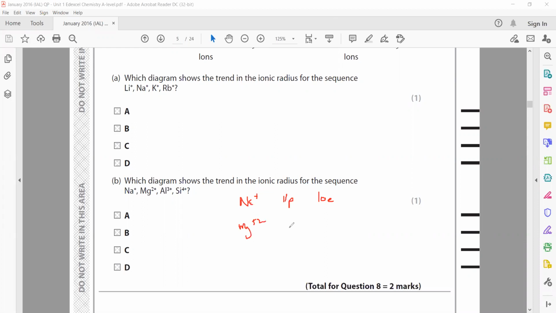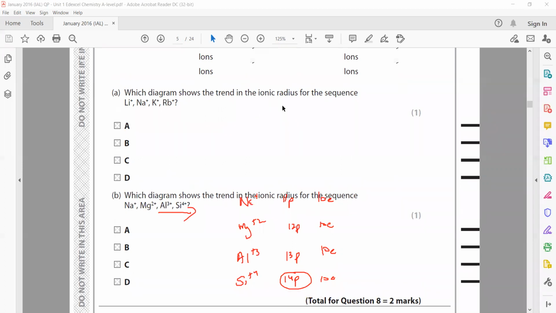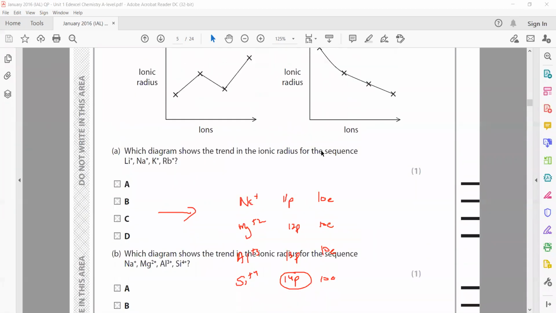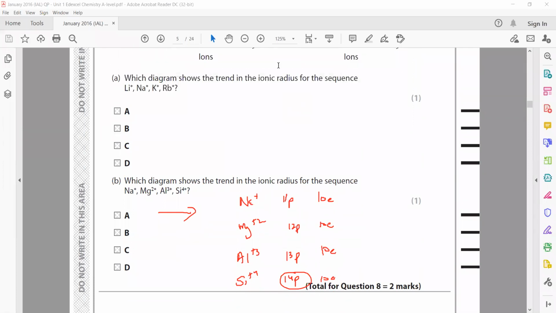Magnesium plus 2 means 12 protons, 10 electrons. Aluminium plus 3 means 13 protons but 10 electrons. And silicon plus 4 means 14 protons and 10 electrons. So 14 protons are attracting 10 electrons. So greater attraction across the period, and we will observe the size will decrease. So which trend is showing a decrease in size? D is showing that the size is decreasing. That's why D is the right answer.